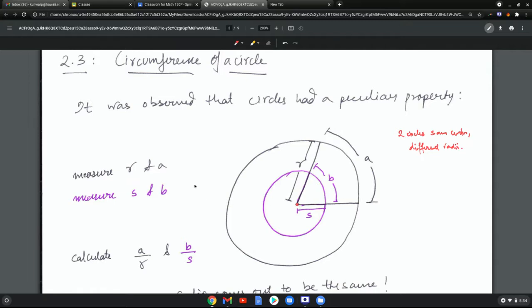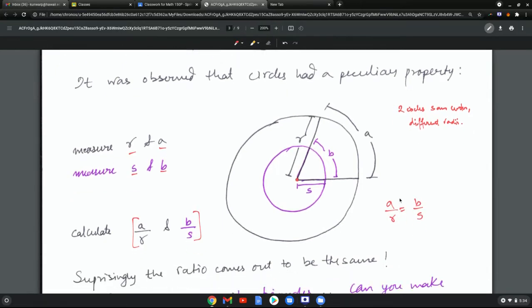And then you measure the radius of the bigger circle and the arc of the bigger circle. And you measure the radius of the smaller circle and the arc of the smaller circle. And you look at this ratio, they come out to be the same. So A over R equals B over S, which is kind of cool because it also means that if I draw a third larger circle, the ratios are going to be equal.